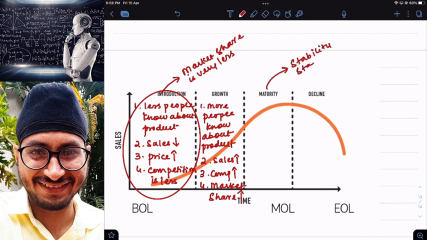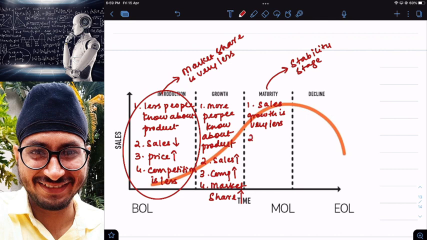Stability stage. Clear? Stability stage is also called maturity. What will happen here? Now people are fed up of my company. There are a lot of options available in the market now, because of which sales will grow, my business will grow, but sales growth is very less.